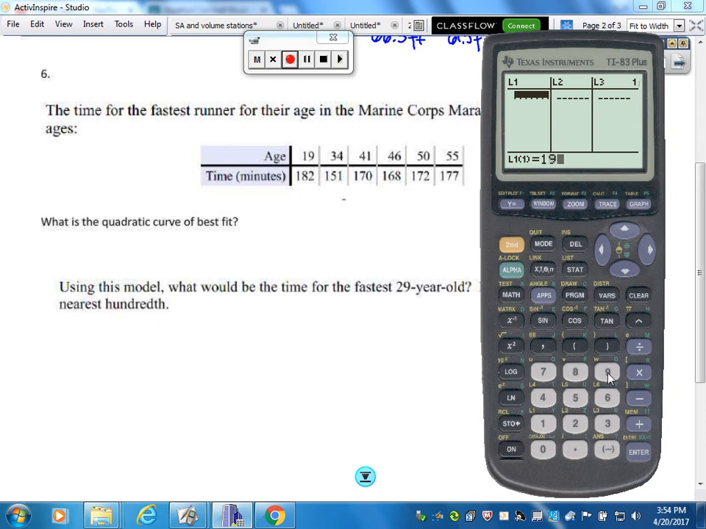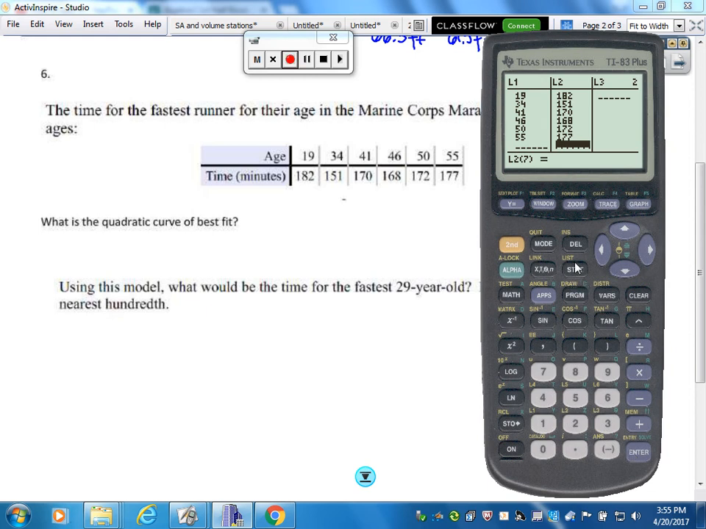So here we go. We got 19, 34, 41, 46, 50, and 55. Over to list 2, which is our y values, our bottom. So 182, 151, 170, 168, 172, and 177. Alright, got all that information in.